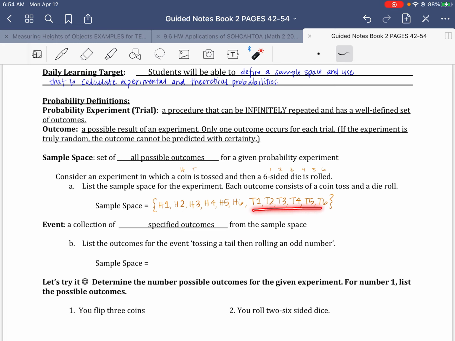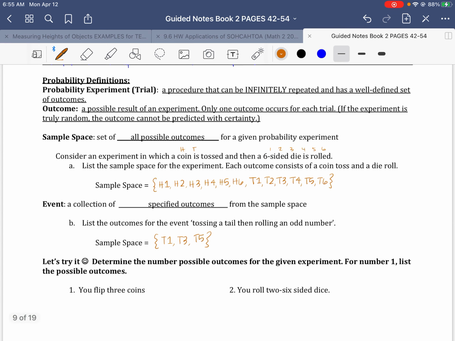So a tail means it's got to come from these 6 last remaining ones, and rolling an odd would mean tails 1 or tails 3 or tails 5. So those 3 right there would be a little subset within the original sample space. So tails 1, tails 3, and tails 5 would create that little subset.